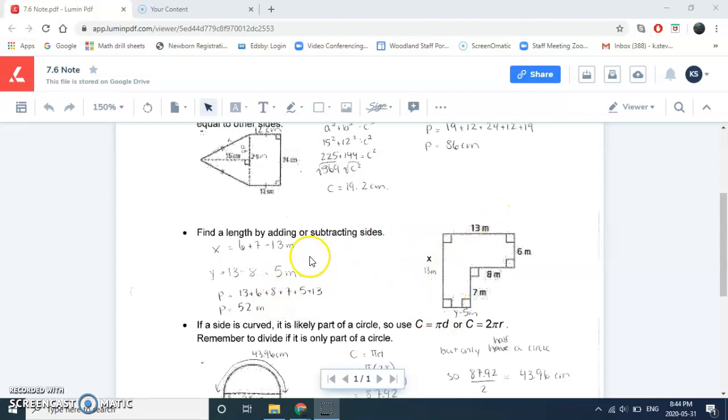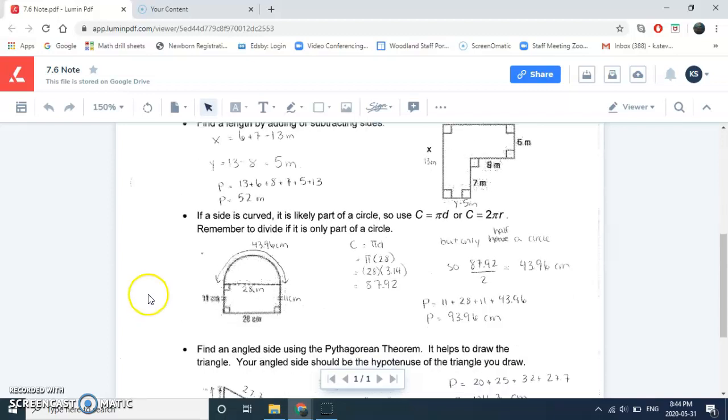Now our next one, we need to subtract. So we see that we have a total length of 13. We don't know what y is, but we see that we had 8 here. So we can do 13, we can subtract that 8. So we're going to be subtracting to there, which is going to leave us the rest of this line here, or the same length down there. So 13 minus 8 gives us 5 meters. So now when we are finding our perimeter, we would go our 13 plus 6 plus 8 plus 7 plus 5 plus another 13, which is going to give us 52 meters.